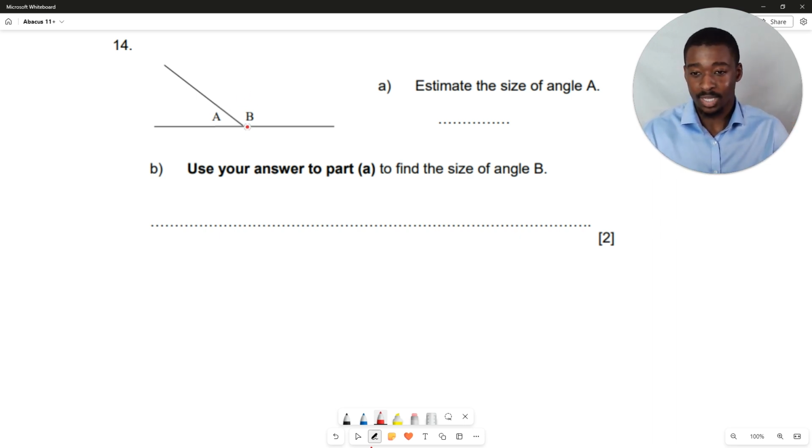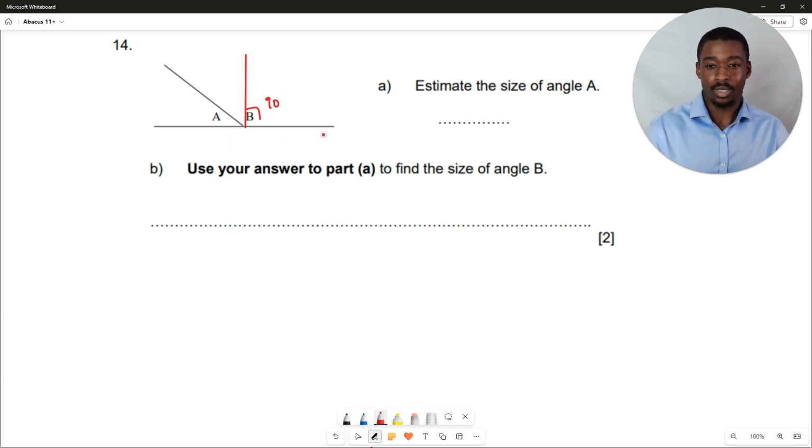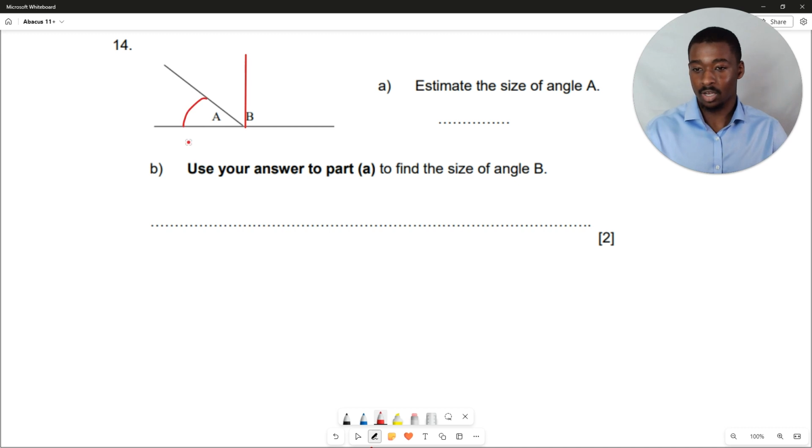First of all, we have to understand that we have a straight line. And the angle on a straight line is going to be 180 degrees. And then we also know about right angles, right? Right angles are 90 degrees. So if we take the size of angle A over here, we already know that it has to be less than 90 degrees because 90 degrees is our right angle.